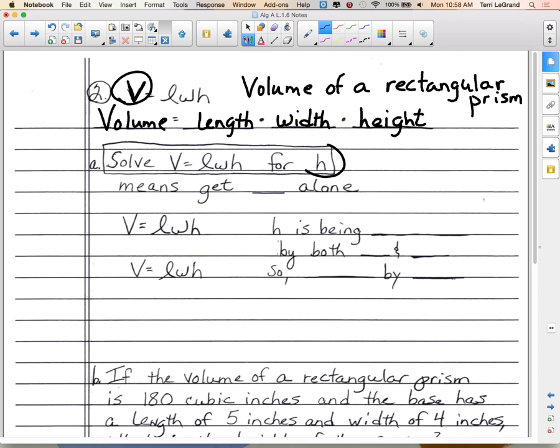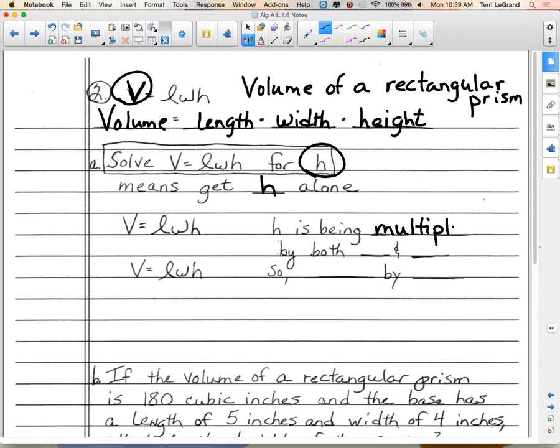They want us to solve it for H. They want the H to be by itself. So get H alone is what they're asking us to do. We're going to look at the side that H is on and say, what's happening to H in this formula? It's being multiplied.